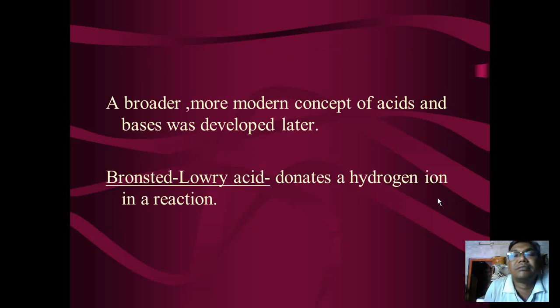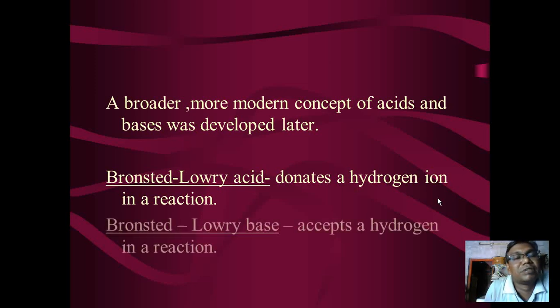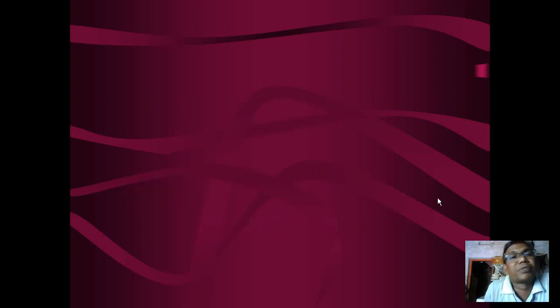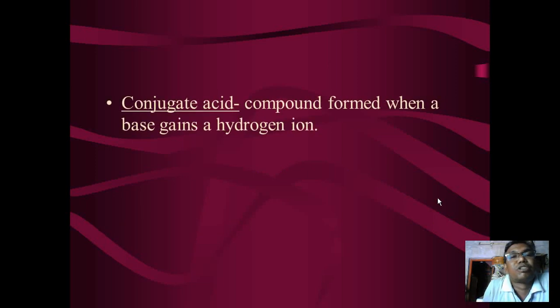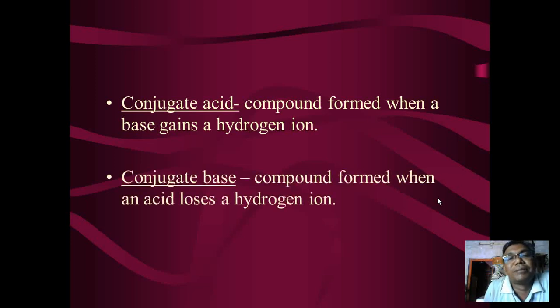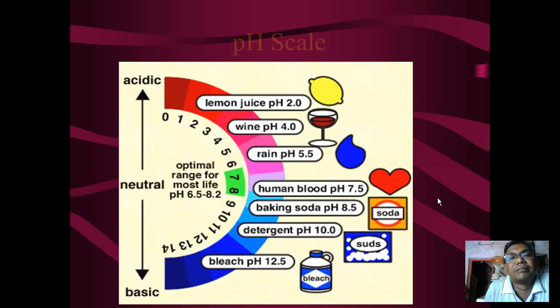A Bronsted-Lowry acid donates a hydrogen ion in a reaction, whereas a Bronsted-Lowry base accepts a hydrogen ion in a reaction. A conjugate acid is a compound formed when a base gains a hydrogen ion. A conjugate base is a compound formed when an acid loses a hydrogen ion.